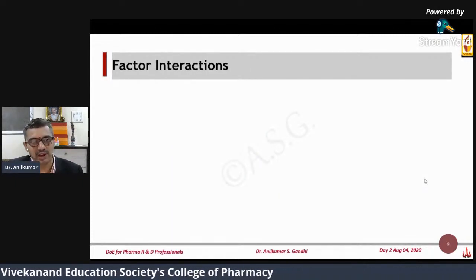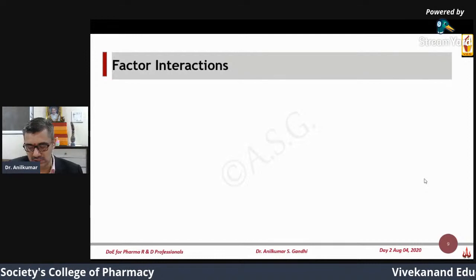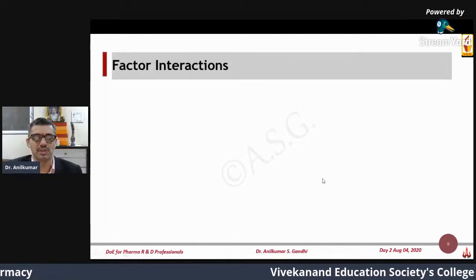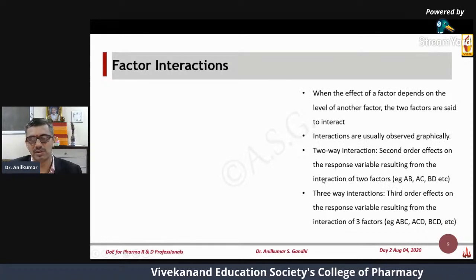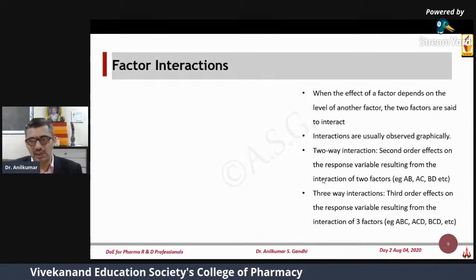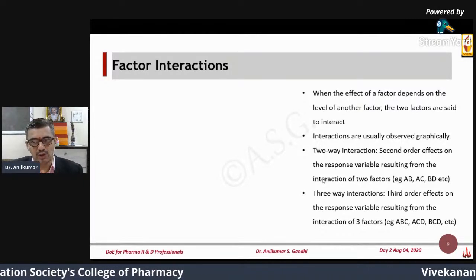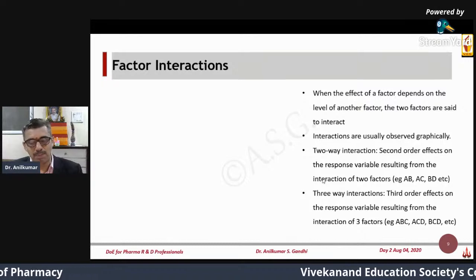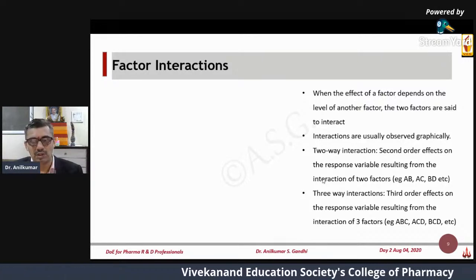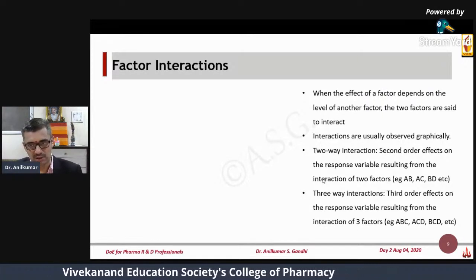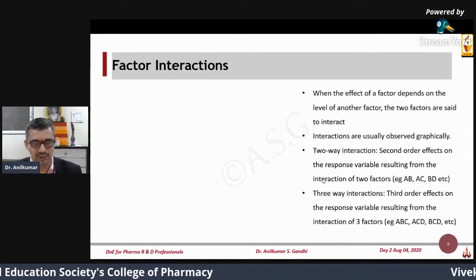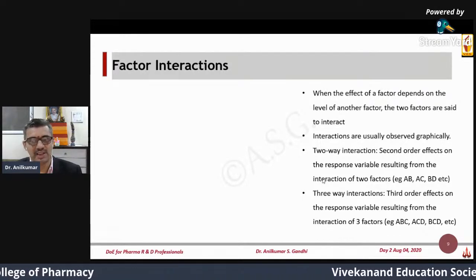Let's go now into factor interactions. We have been talking since yesterday about factor interactions. So what is this factor interaction? Basically, when the effect of a particular factor depends on the level of another factor, the two factors are said to interact. Now let me take an example.